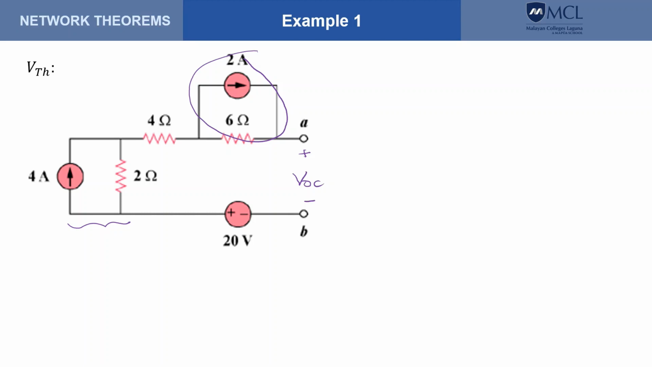For the 4 amperes and 2 ohms, we have a voltage source that is in series with the resistance. This is 2 ohms, and the voltage is 4 times 2, so 8 volts. Okay, so this is our 4 ohms here. Okay, so this is 4 ohms.